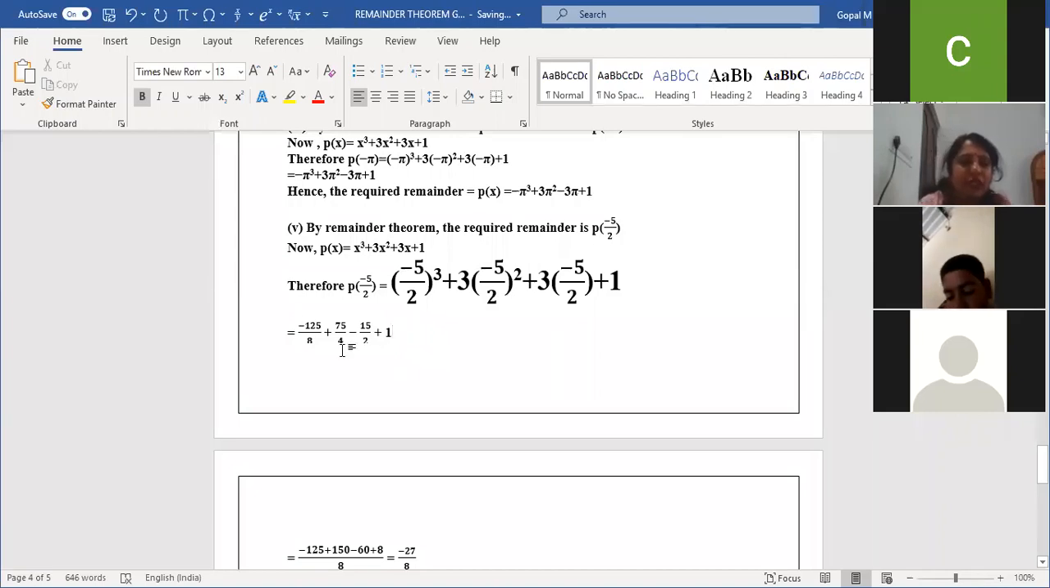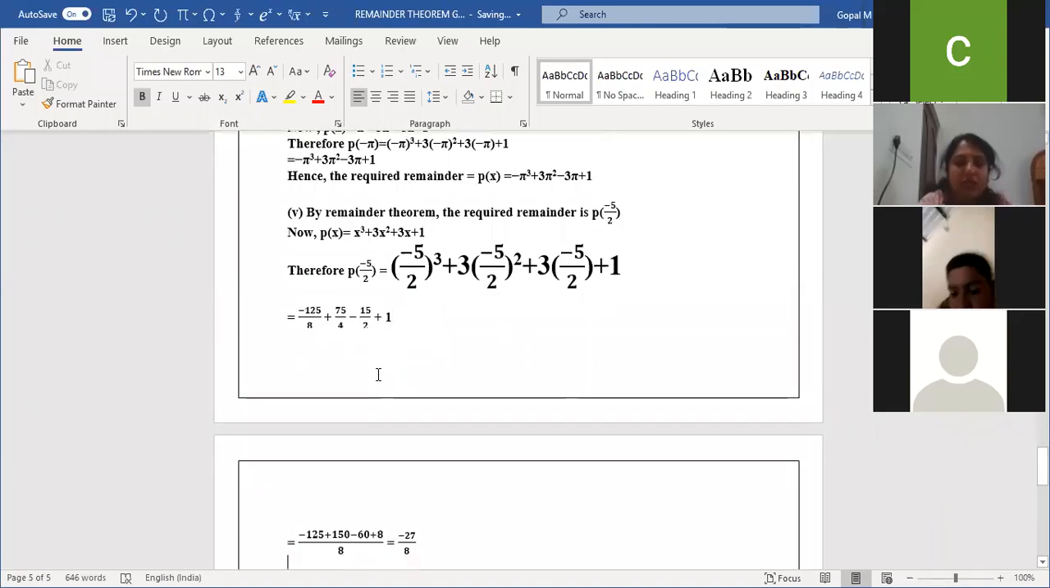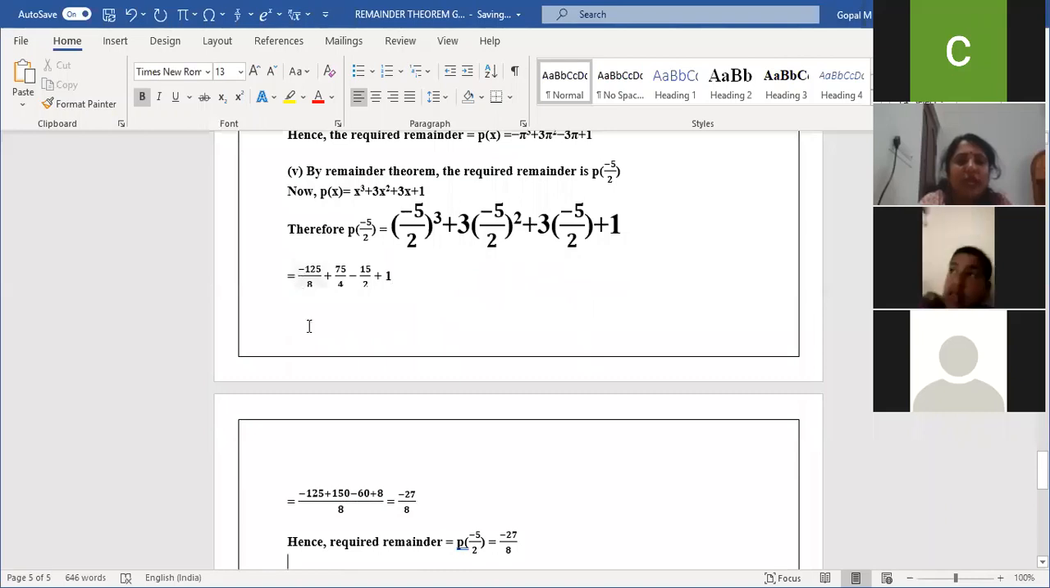Now we'll take LCM for these things. What's the LCM for 8, 4, 2 and 1? 8. LCM is 8. Okay. So 8 divided by 8 is 1. 1 into 125 is minus 125. From 4 if we divide 8, 2 is the quotient. 2 into 75 is 150. From 2 if we divide 8, 4. 15 4s are 60 plus 8. Now add the positive numbers. 150 minus 125 minus 60 is minus 185 plus 158. You'll be getting the answer minus 27 by 8.